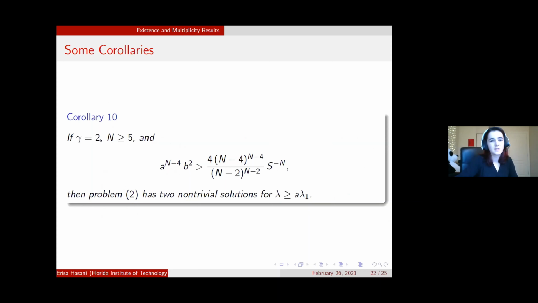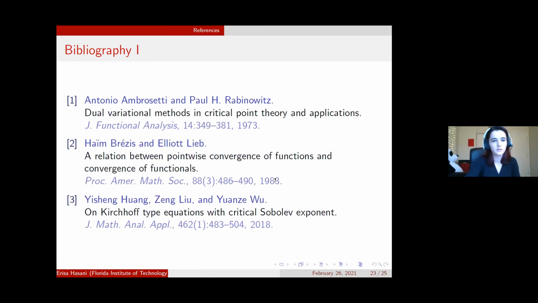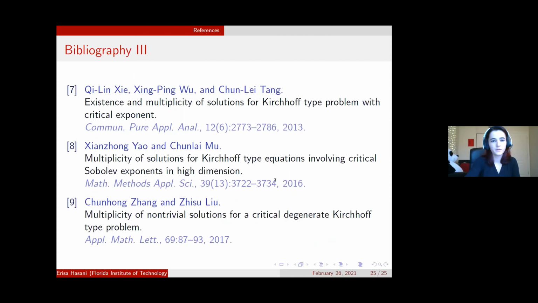Finally, for the classical Kirchhoff equation for the critical case, gamma equals 2, for dimensions n bigger or equal than 5, if this inequality is satisfied, then we can get two non-trivial solutions for any lambda bigger or equal than A lambda 1. I think that was the last corollary I included, and here are some references that I mentioned before.